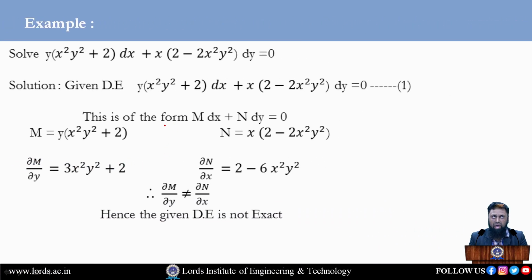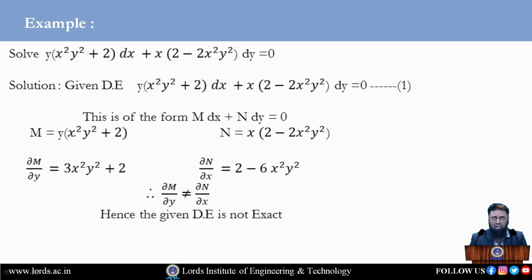Solve y(x square y square plus 2) dx plus x(2 minus 2x square y square) dy equal to 0. The given equation we mark as equation number 1. This is of the form M dx plus N dy equal to 0, and the M value is y(x square y square plus 2), and the N value is x(2 minus 2x square y square). Now you take the partial differentiation with respect to y.